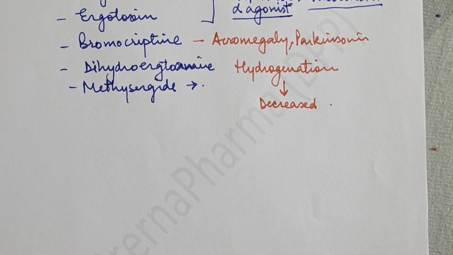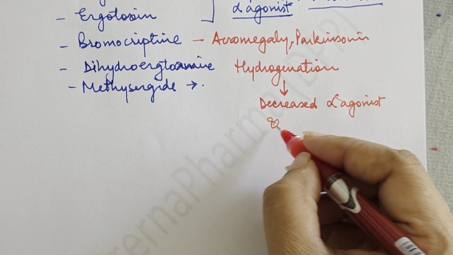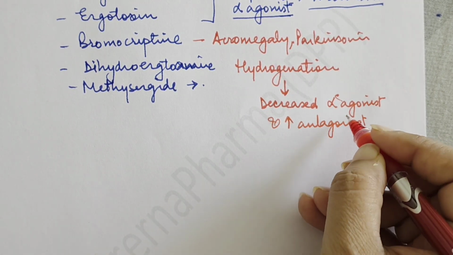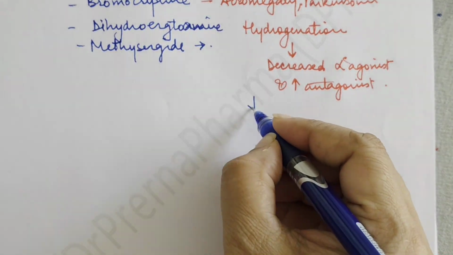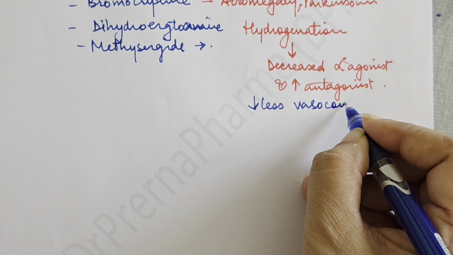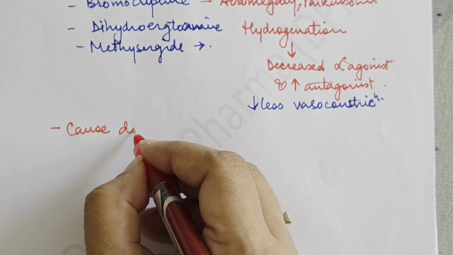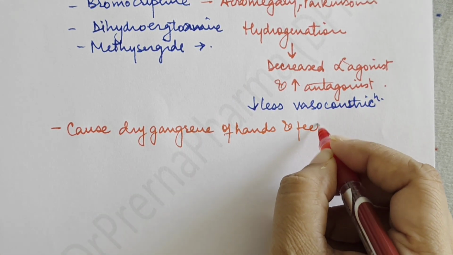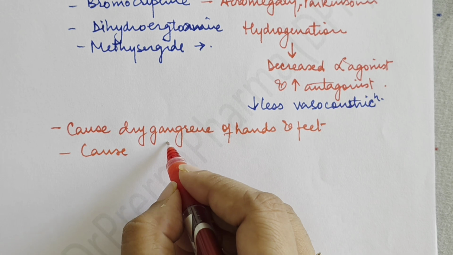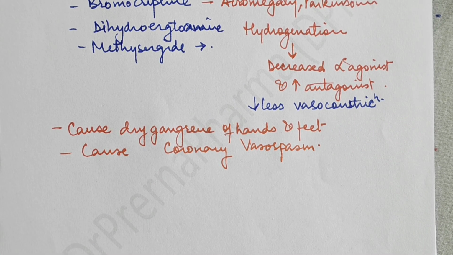Now with dihydrogenation, it is seen that this alpha agonist activity is slightly reduced. Hydrogenation decreases alpha agonist, right, and increased antagonist activity is there. So hydrogenated ergot alkaloids are better, because they have then less propensity to cause vasoconstriction. Okay, now the drugs which are vasoconstricting, they can cause dry gangrene of hands and feet. They can also cause coronary vasospasm. Okay, so this is the activity.